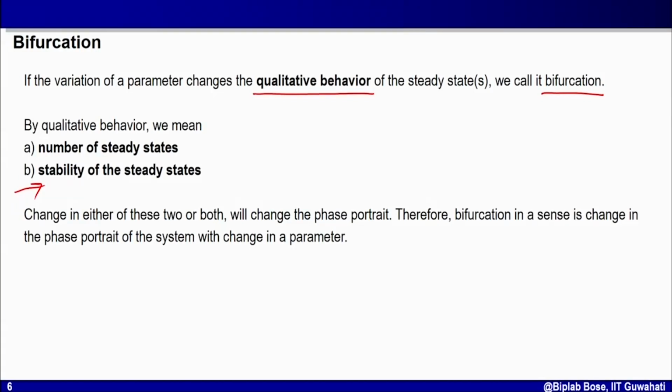So I can have a generalized broad definition. If the variation of a parameter changes the qualitative behavior of the steady state, I will call the system as bifurcation.